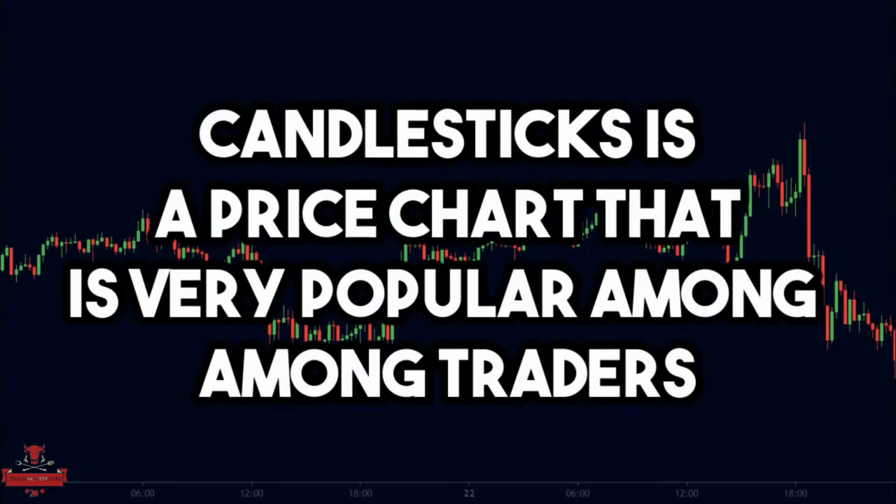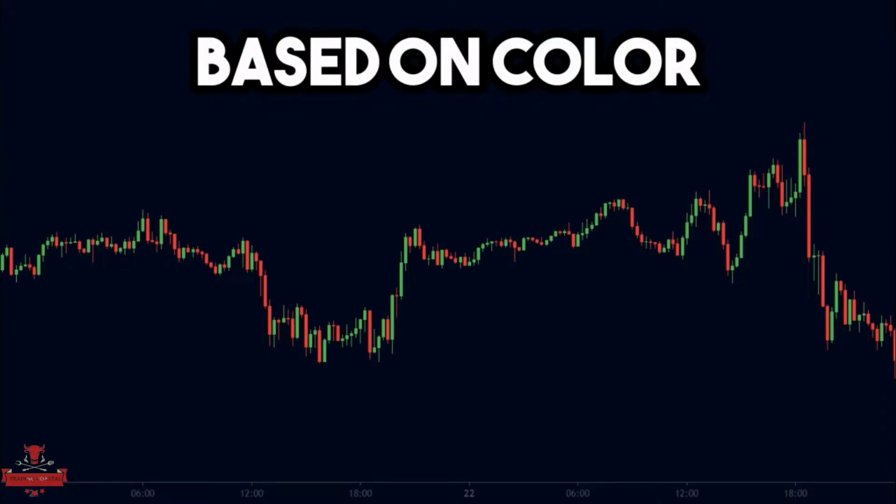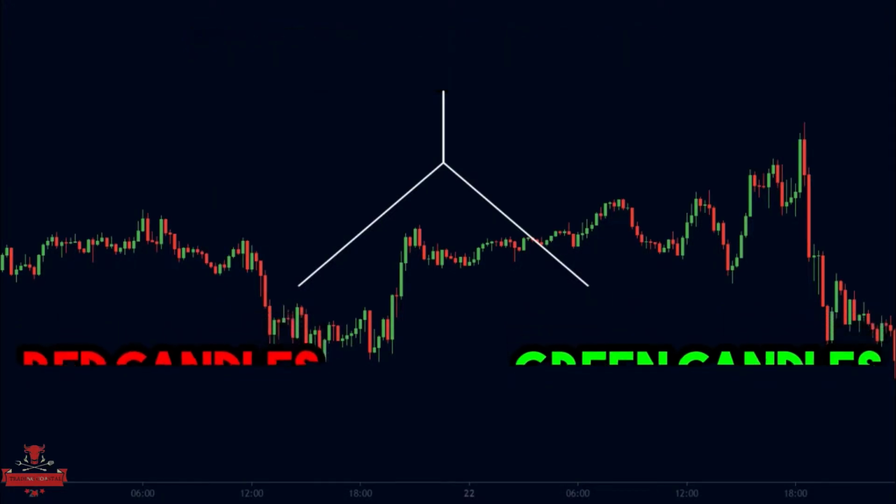Candlesticks is a type of price chart that is extremely popular among traders. The reason for this popularity is that candlesticks provide a lot of information in a very simple way. There are many different ways of differentiating between candles. Candlesticks can be divided into 2 categories based on their color: red candles and green candles. Red candles indicate a down move in the market, while green candles indicate an up move in the market.